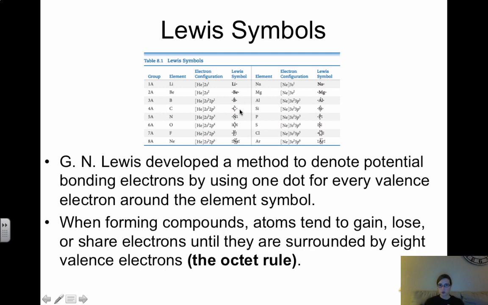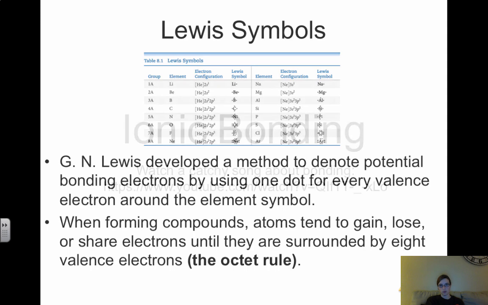Going along with Hund's rule and with orbital diagrams, if there are four valence electrons, we want to place them one on each side before pairing them up. It doesn't matter where you start. You can start wherever and work your way around, but make sure you have one valence electron on each side before you pair them up. And when forming compounds, G.N. Lewis talked about how atoms tend to gain electrons, lose electrons, or share electrons until they have 8 valence electrons. This is essentially the octet rule.